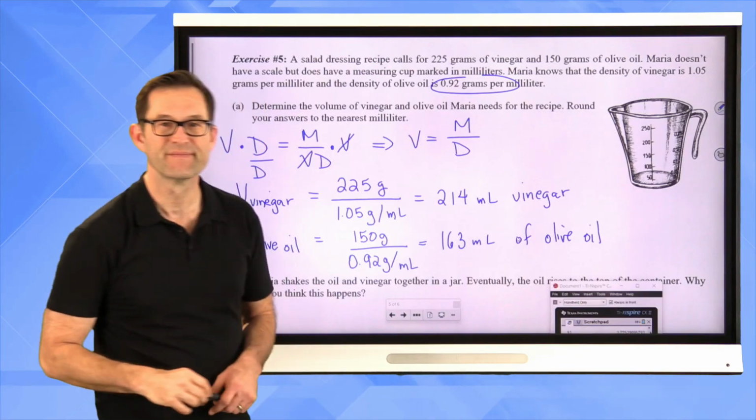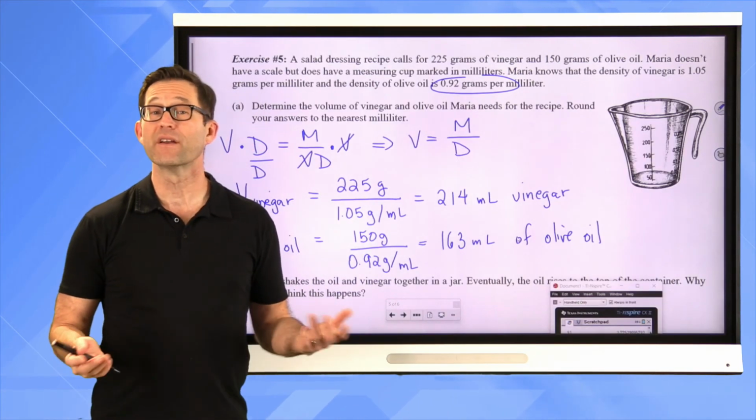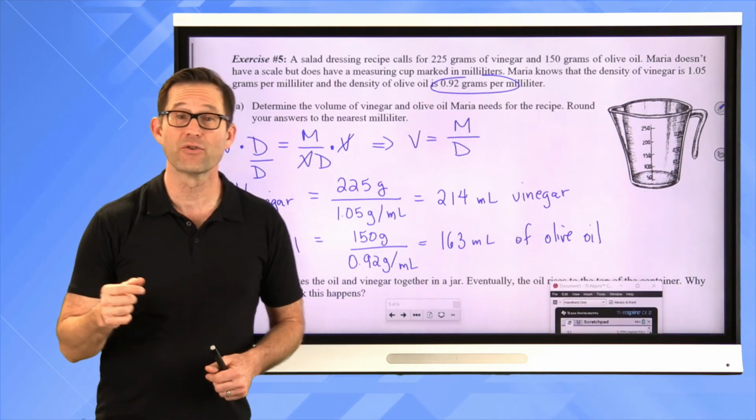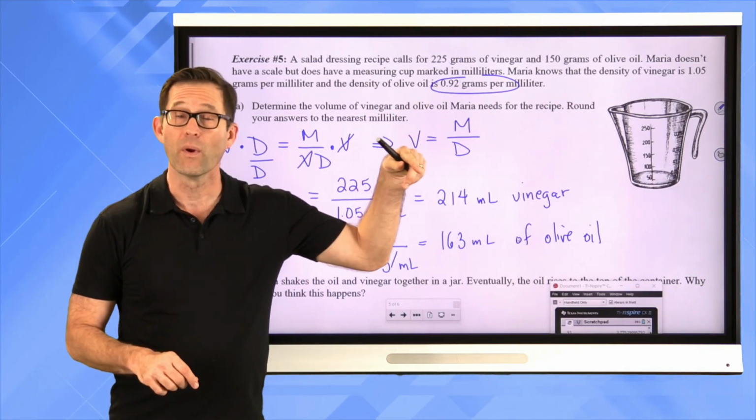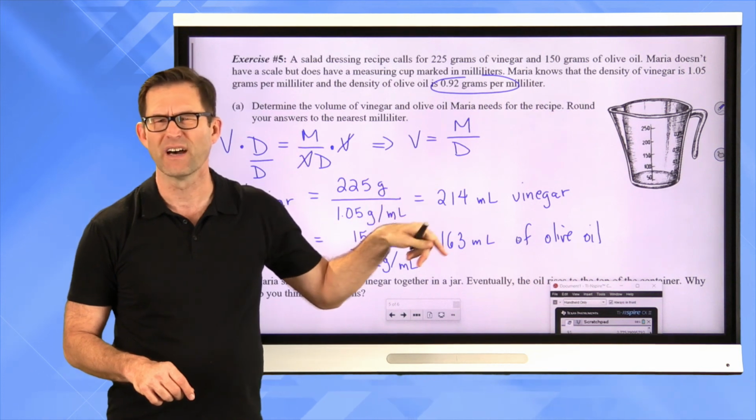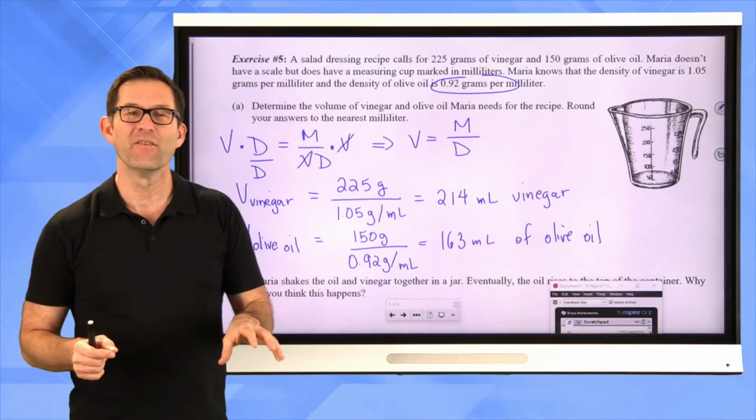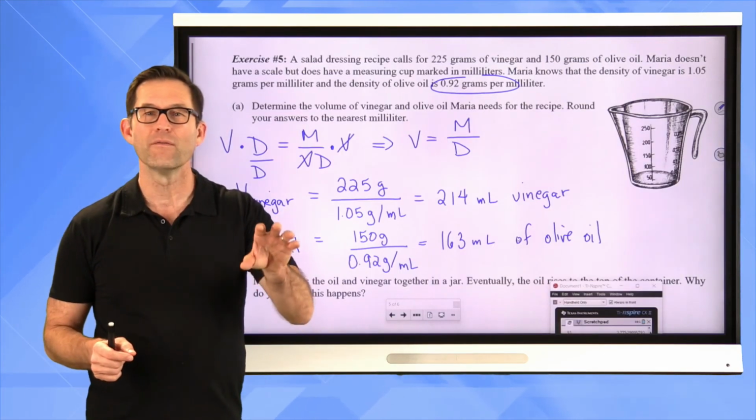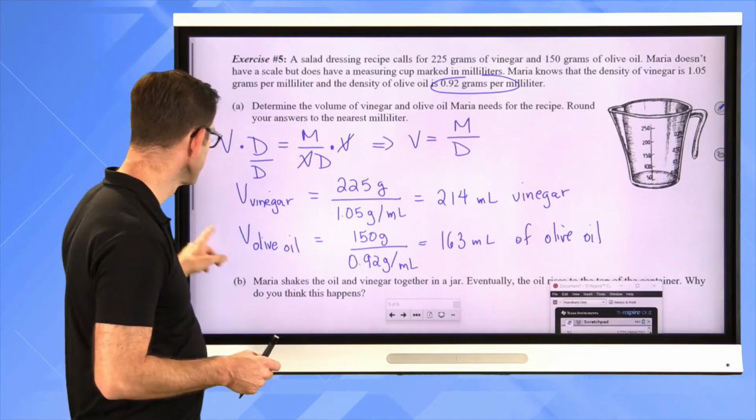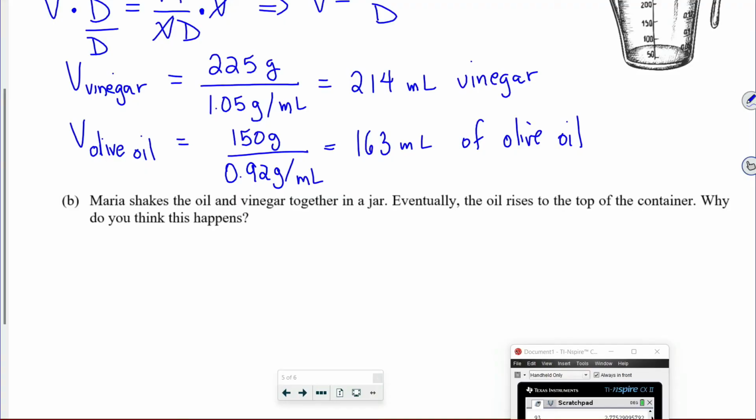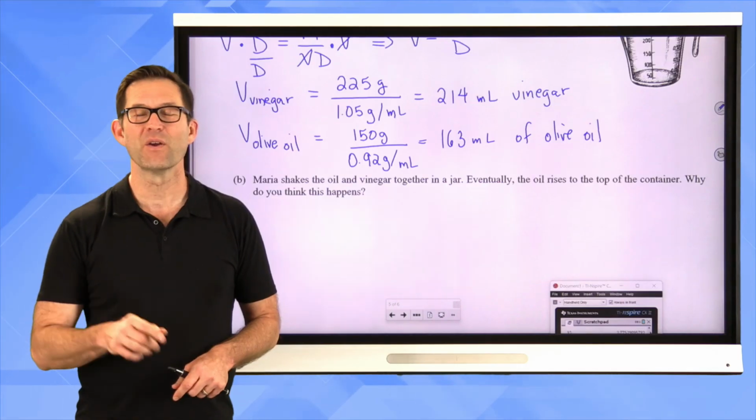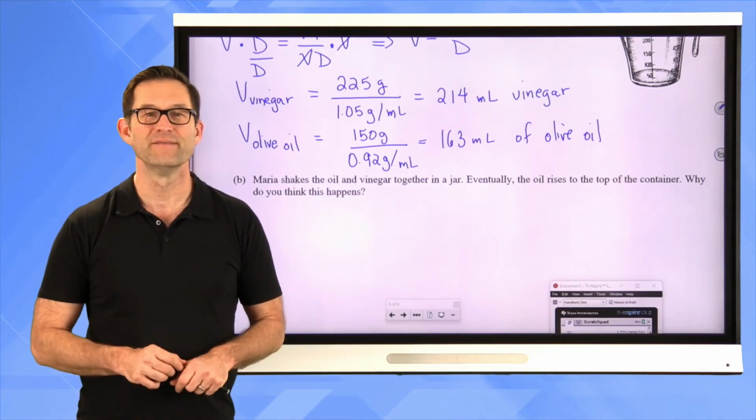All right. Now, if you've ever had a vinaigrette dressing, and that is basically a dressing that mixes vinegar with almost equal parts olive oil, they're not too far apart, and you shake that up and let it sit, eventually what happens is that the oil floats to the top. Letter B. Maria shakes the oil and vinegar together in a jar. Eventually, the oil rises to the top of the container. Why do you think this happens? Pause the video now and let me know what you think.